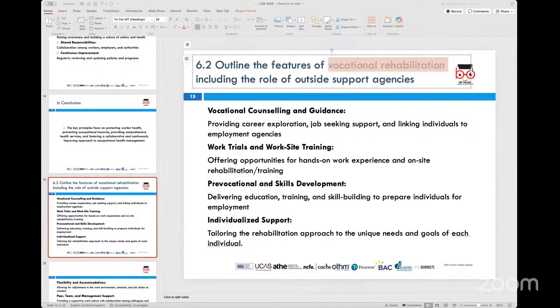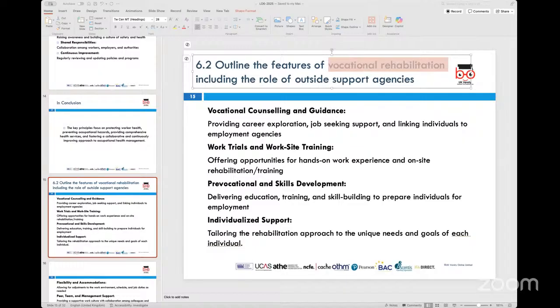Now, there is a role which outside agencies also play. What are these outside agencies? Let's name some of them. If a worker has had an injury at work, one outside agency is the health and safety executive. As a requirement, it's a major incident which has happened within the organization, and the organization is required to report this to the HSE, the health and safety executive. So that would become an external agency.